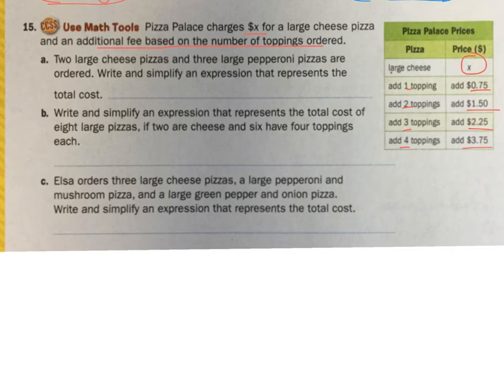So now we have 3 different orders. Let's go with order A. 2 large cheese pizzas. So that's going to be 2x, because that's 2 of the larges, the cost is 2x. And we have 3 large, so we're going to add that, plus 3 large pepperoni pizzas. So we have 3 of them. So it's going to be 3 times the cost of the cheese pizza, plus, let's see, pepperoni, this would be one topping, so it's 0.75. Okay? So the total cost of two large cheese pizzas and three pizzas with one topping.